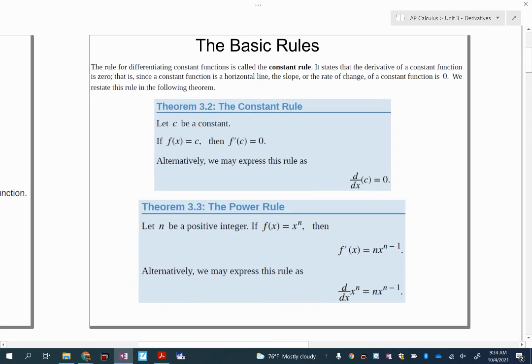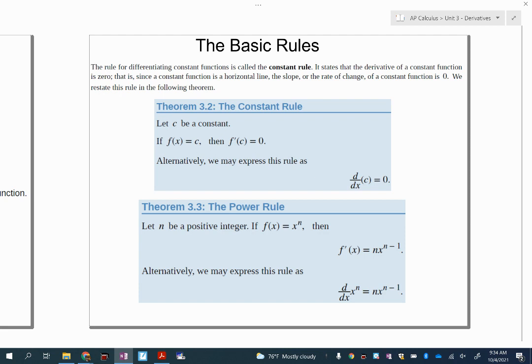We have the constant rule that says that if you take the derivative of a constant, you always get zero. This idea comes from the fact that if you have a constant graph, the graph of y equals 2 is going to be a horizontal line, and the slope of that line, or the rate of change, is going to be 0. So that's why the derivative of a constant is always 0.